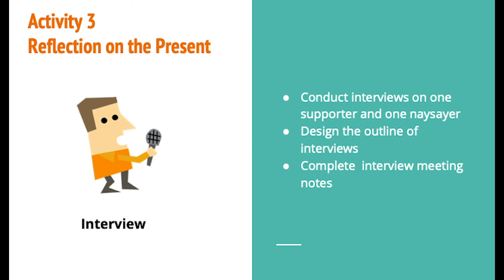For Activity 3, first, we want students to find one supporter and a naysayer of this topic in their own community and conduct interviews. Students will design the outline of interviews, select the date and the time to conduct interviews, and complete interview meeting notes as an assignment of this activity. The meeting notes will clarify two interviewees' opinions and stances on this topic, the reasons and argumentation of their opinions. The purpose is to understand the conflicting views of two sides in terms of belief, interests, and stances.